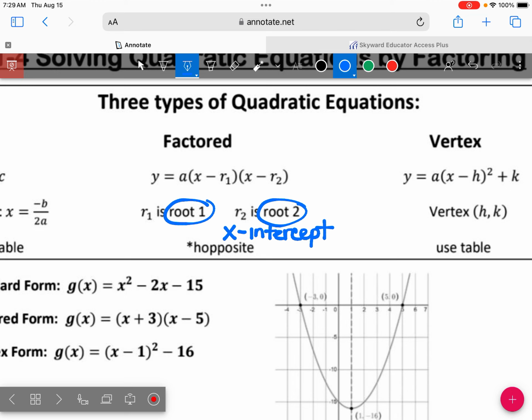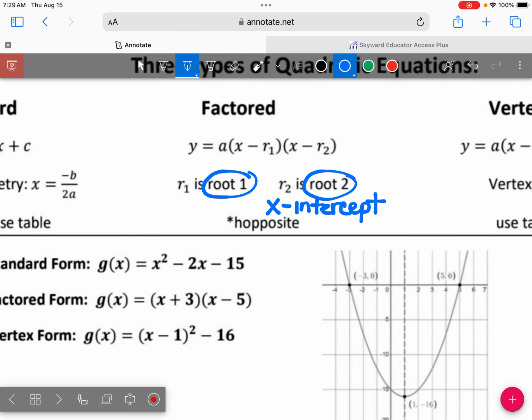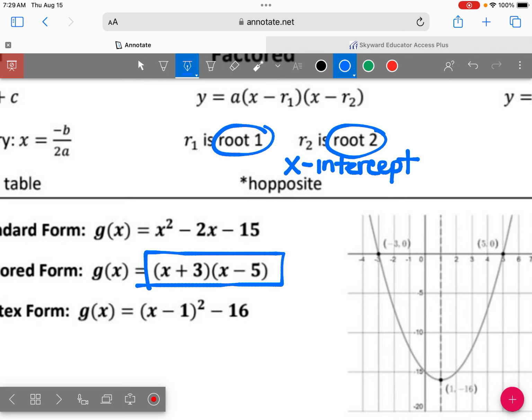So let's look at this graph that we have right here. This is the factored form right here. And notice if you were to take that x plus 3 equal to 0, and x minus 5 equal to 0, let's go ahead and solve those 2 equations real quick.